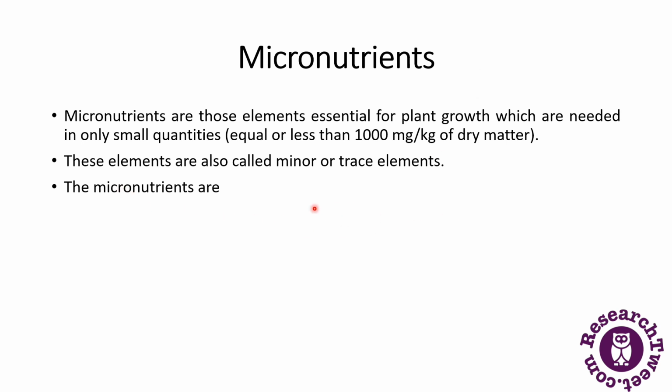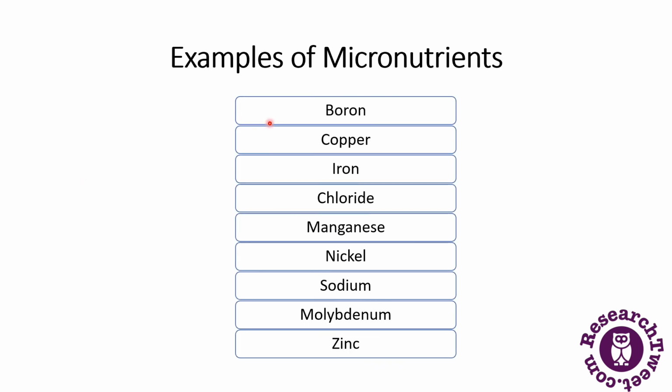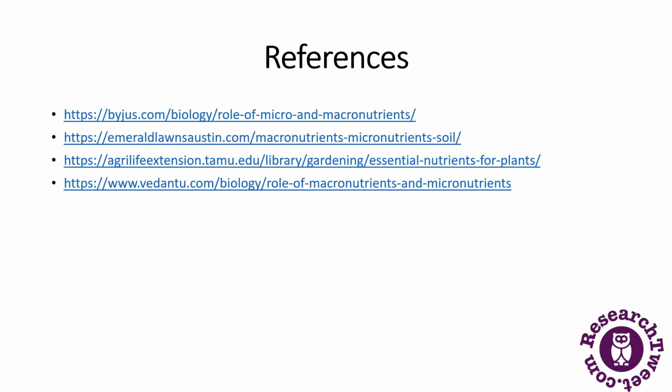Some examples of the micronutrients are given in the next slide. That is boron, copper, iron, chloride, manganese, nickel, sodium, molybdenum, and zinc. These are all the examples of micronutrients, and they are present in very small quantity in the case of plants.